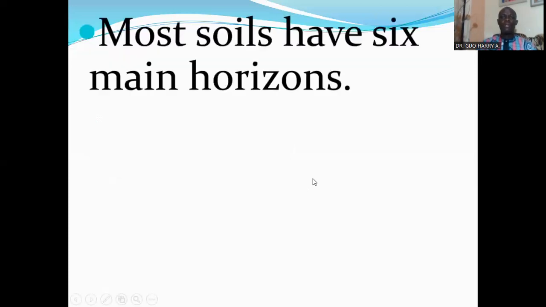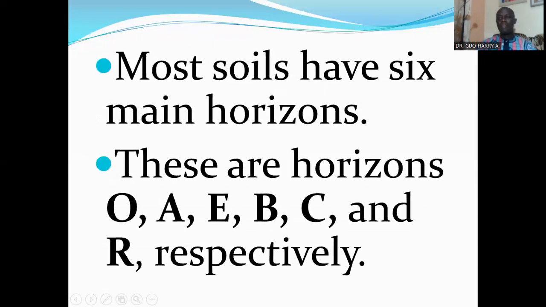Now I want to look at the different horizons of soils. Most soils have 6 main horizons. These horizons are horizon O, horizon A, E, B, C, and R respectively. I want to discuss each of these horizons individually.